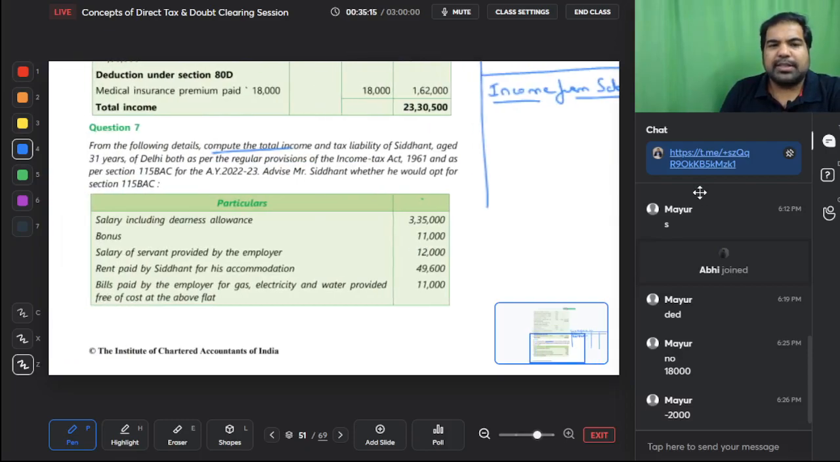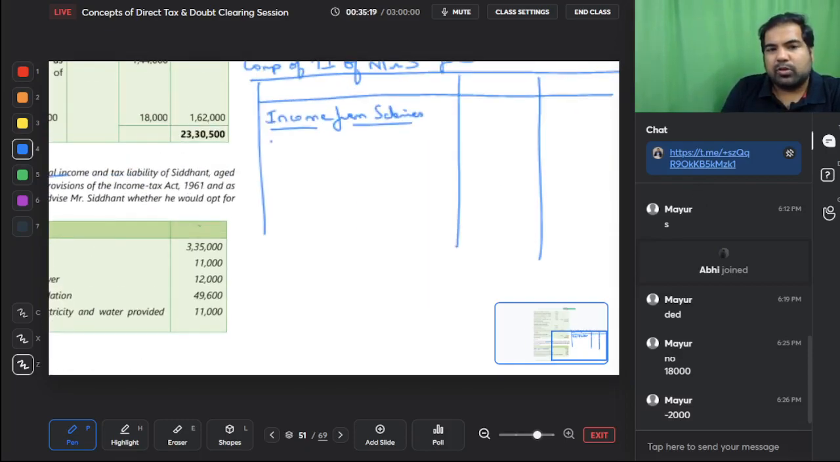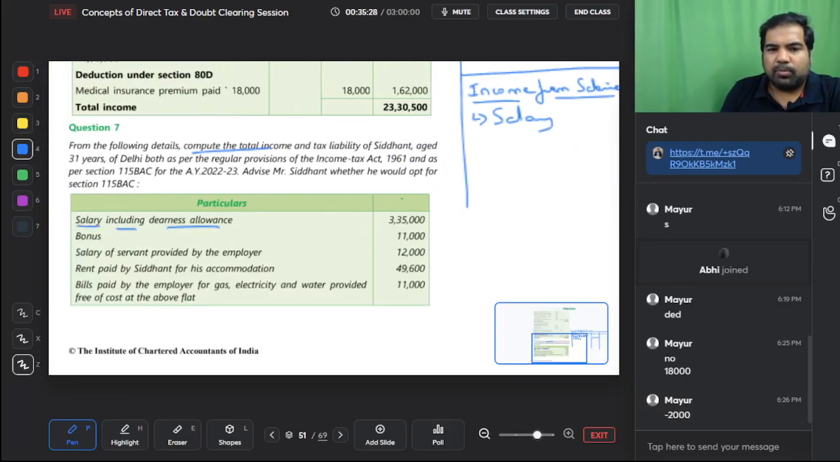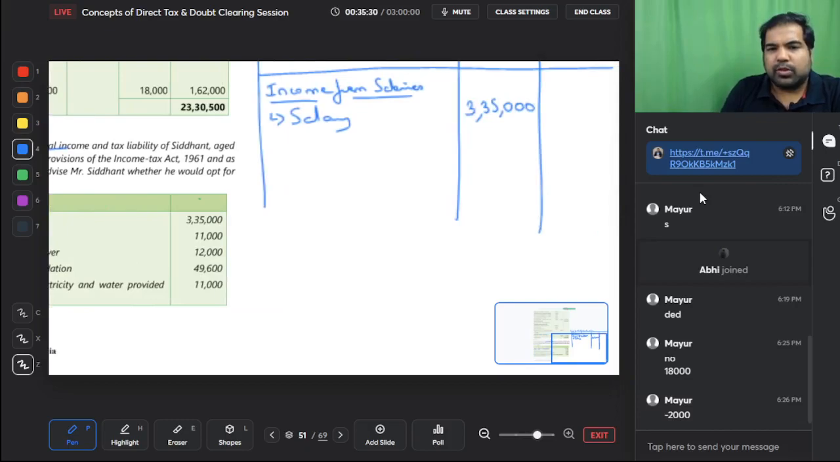So first one is salary including dearness allowance, that is 3,35,000. So the first one is salary, and in the inner column, because we still have to do SAP minus SEP, this is 3,35,000. Bonus is 11,000, so this is the next one.